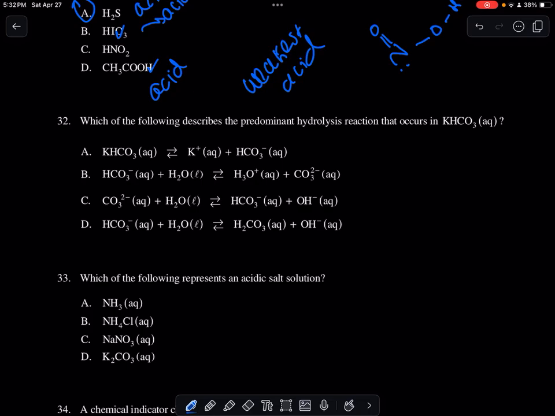Okay, so we have two potential equilibriums that I can see from the top of my head. Either this one, or we can have this one. Because HCO3 minus and H2O can react, and this hydrogen carbonate ion, the bicarbonate ion, is basically going to be reacting with the water. So it looks like, in terms of equilibrium, that this is going to be occurring the most.